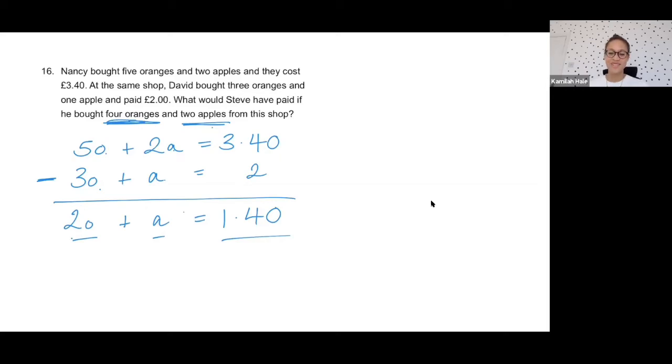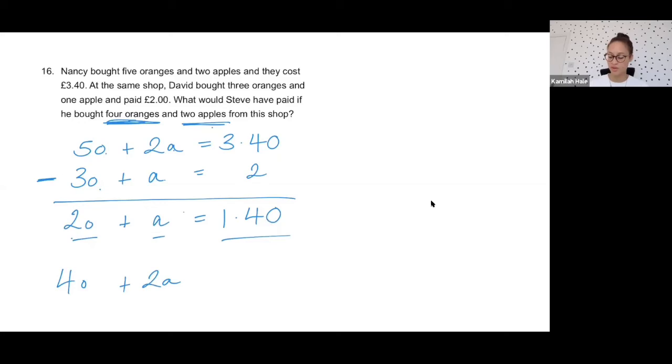Okay, we're getting a range of answers. I have had a correct answer, another one. Remember, 4 oranges and 2 apples. I've got twice the number of oranges, twice the number of apples, so it will cost twice the amount.